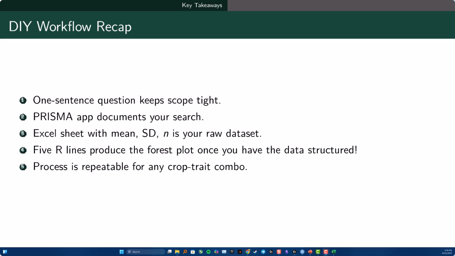All right, so in summary, keep your question to one sentence and keep your scope tight so you can find the right papers for your meta-analysis. Make sure to document your PRISMA with the app that I'll include with you so you can document your search. Create your Excel sheet with the mean, standard deviation, and number of observations as your raw data set. And then really all you have to replace within my example is 5 lines to produce the forest plot. And the process is repeatable for any crop and trait combo, just making sure that you assess the heterogeneity between the studies and you understand the effect of each study on the heterogeneity and overall effect size of your plots.